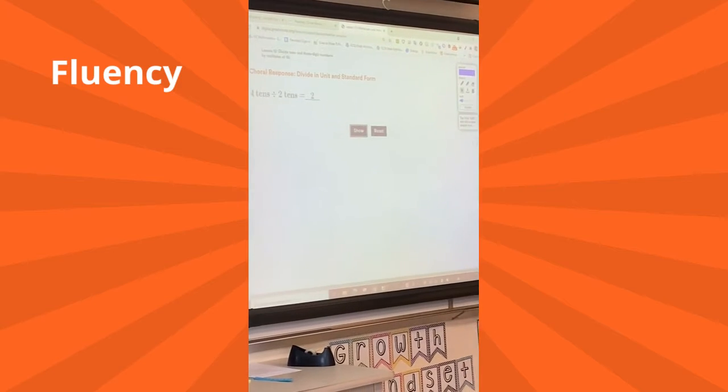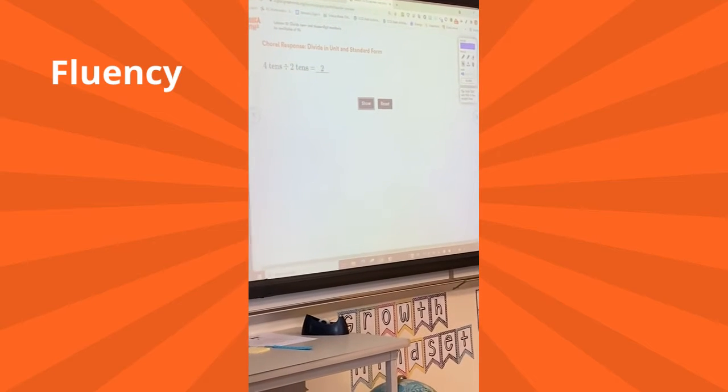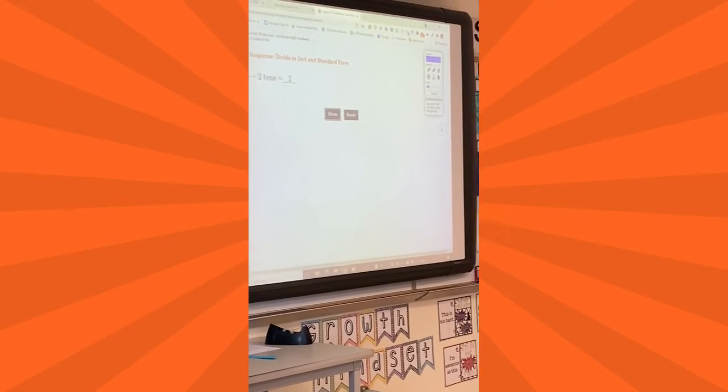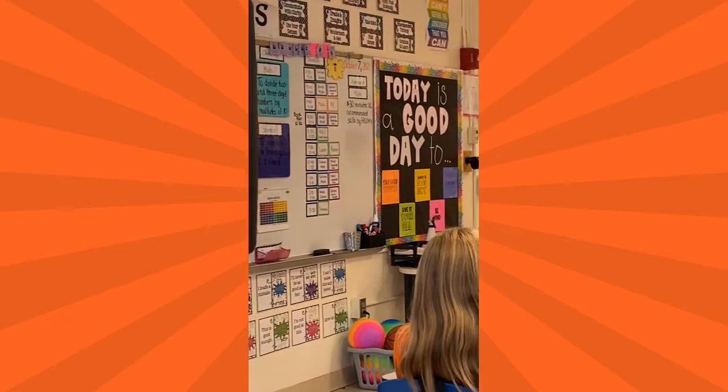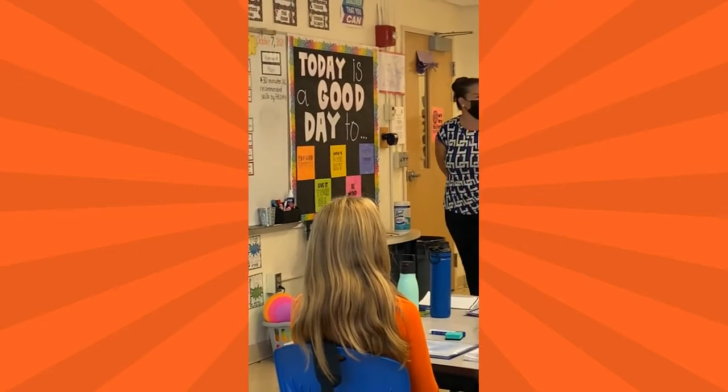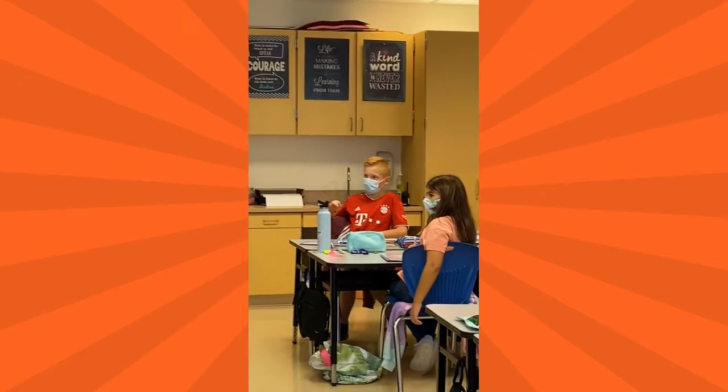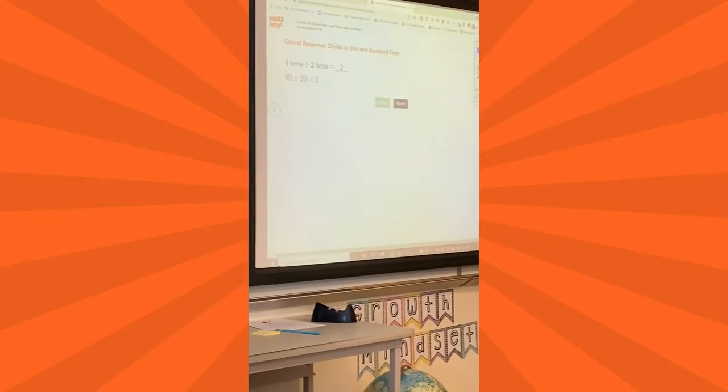Now let me ask you this. Can anybody say this equation in standard form instead? So instead of 4 10s, how could we say that? G, give it a try. 40 divided by 20 equals 2. Are these equal? Yep. Do these mean the same thing? Yeah. Okay, so I want you to keep this in mind when we're working today.